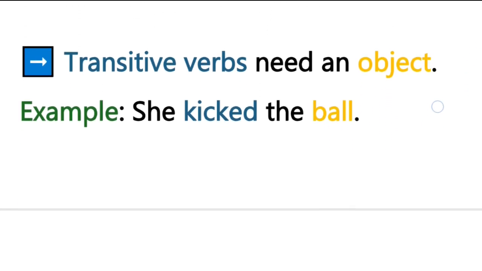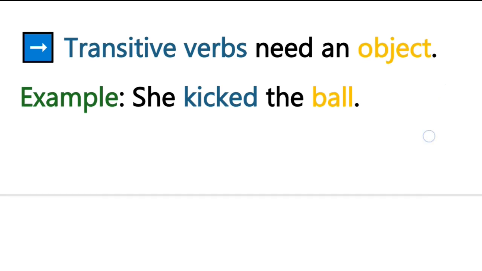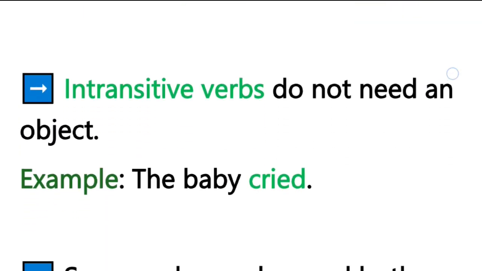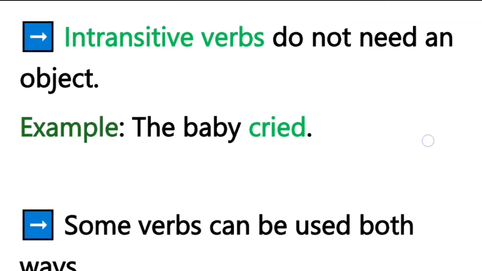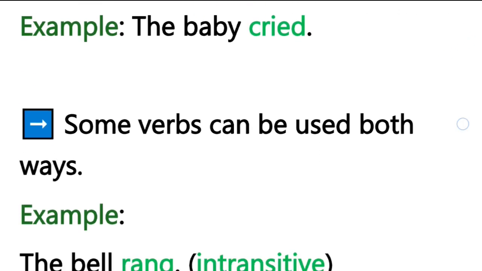Now after covering what verb is, let's talk about its type, which is transitive verbs. The transitive verbs need an object. For example, she kicked the ball. Kicked is a transitive verb because it has the object ball. Now what is an intransitive verb? Intransitive verbs do not need an object. For example, the baby cried. Now cried is intransitive because it does not have an object at the end.